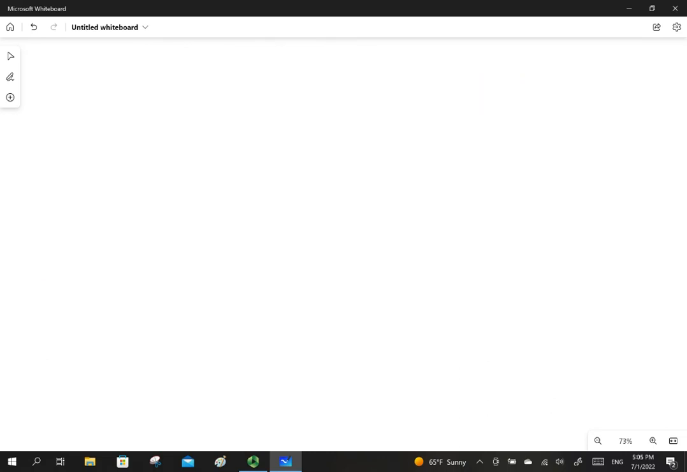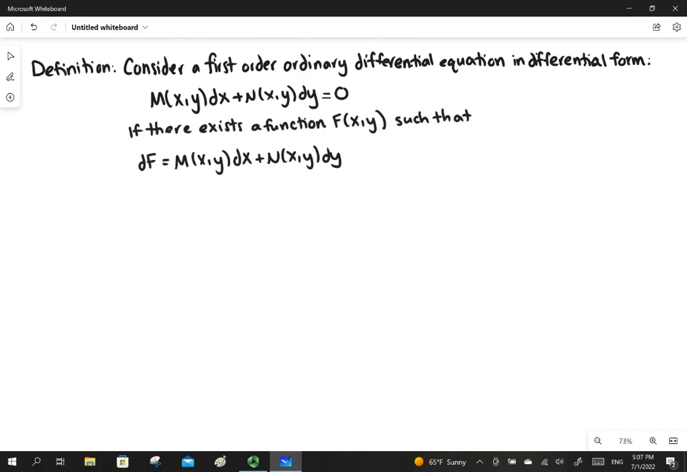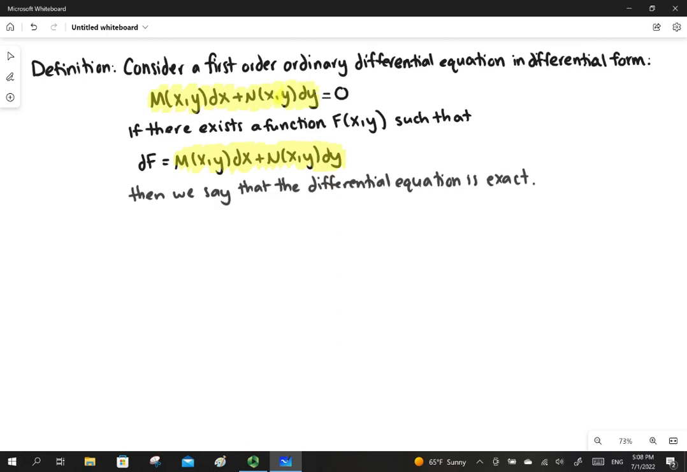Now to define an exact equation. Consider a first-order ordinary differential equation in differential form. So M of x y dx plus N of x y dy equals 0. If there exists a function f of x y such that the total differential of f, df, equals the same M of x y dx plus N of x y dy from our differential equation, then we say that the differential equation is exact.